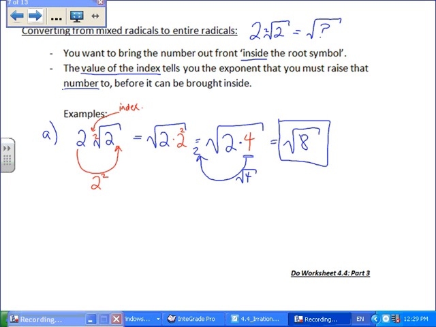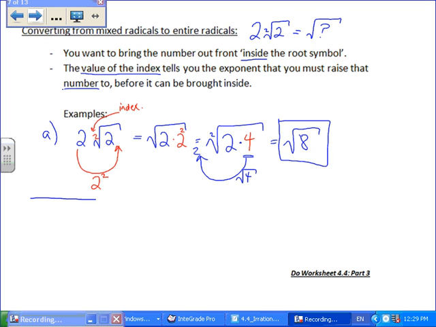So before you can go back in, which makes sense, we're just kind of working backwards here. If I want to bring a number inside a root symbol, I have to raise it to that exponent before it can go inside the root symbol. So that if I were to take it out again, it would give me the same number back. It has to still give me 2 when I square root it.